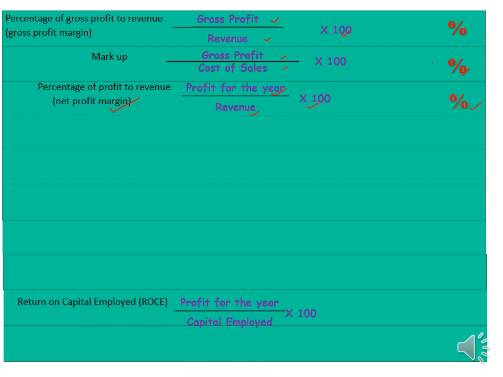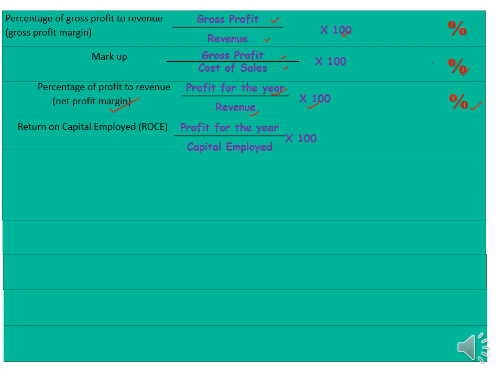Okay, next one is return on capital employed. For return on capital employed, we take the profit for the year, but remember, if the question gives you profit from operation, we'll take the profit from operation. If there is no profit from operation, then only we'll take the profit for the year. If the company has profit from operation, then we'll take profit from operation over capital employed times 100. The answer will be a percentage also.